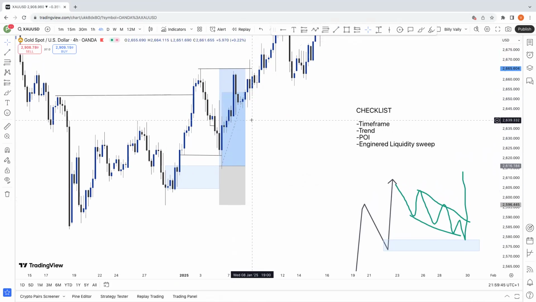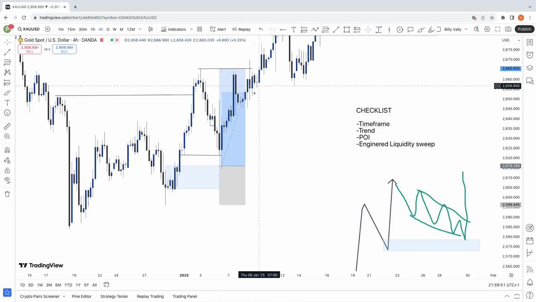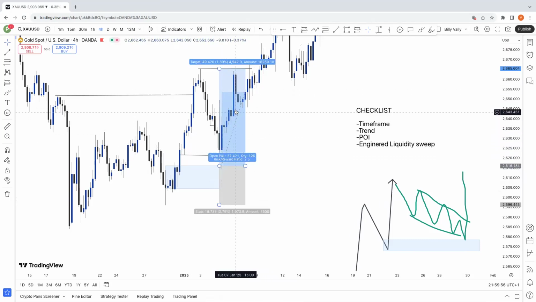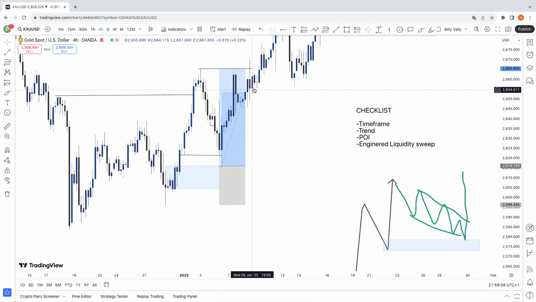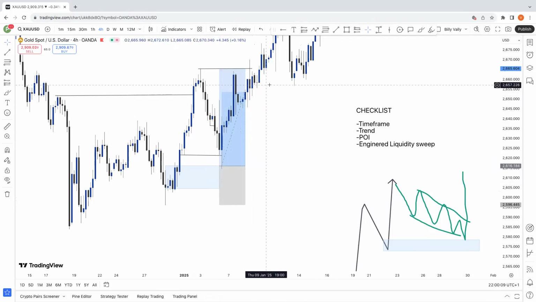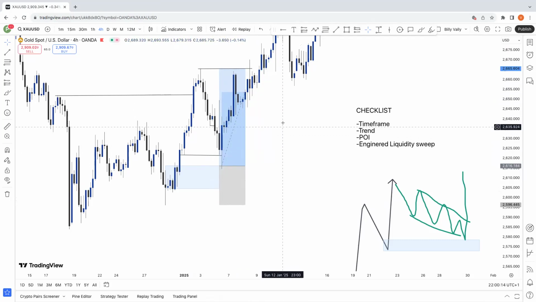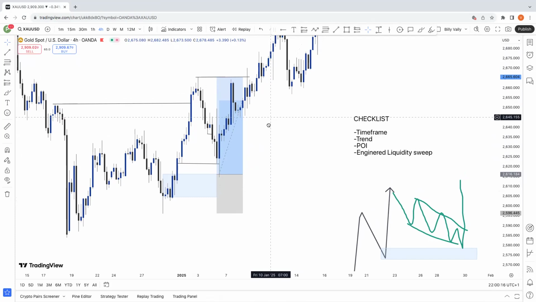We'll be looking for another valid point of interest. As you can see within this zone right here, after this break of structure, we don't have any valid point of interest. We don't have any demand zone here that left an imbalance behind. Sorry about that, guys. So there's no valid demand zone within this zone, and that's why price does not even bother coming back to this zone, because there's nothing here for price to actually take, right?